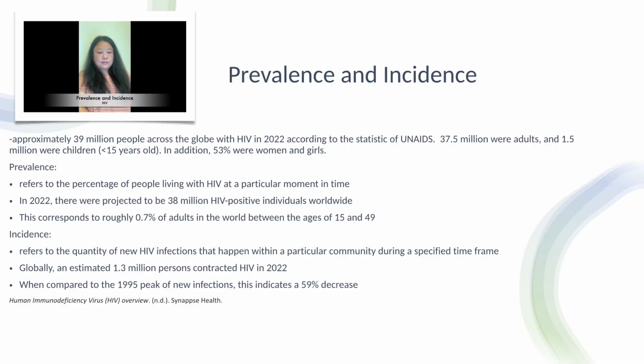As per these statistics, in 2022, there were projected to be 38 million HIV positive individuals worldwide. This corresponds to roughly 0.7% of adults in the world between the ages of 15 and 49. The quantity of new HIV infections that happen within a particular community during a specific time frame is referred to as incidence. Globally, an estimated 1.3 million persons contracted HIV in 2022. When compared to the 1995 peak of new infections, this indicates a 59% decrease.